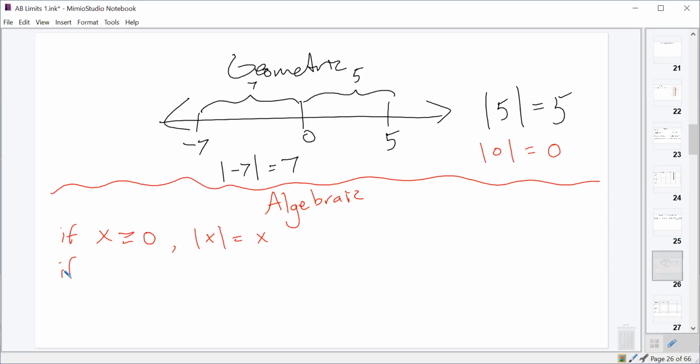But what happens if x is less than 0? If x is less than 0, the absolute value of x just becomes what? x times -1. Right, x times -1, or we'll just say the opposite of x, right? Whereas, like you said, the absolute value of -7 is the opposite of -7, or it's just 7. Good?